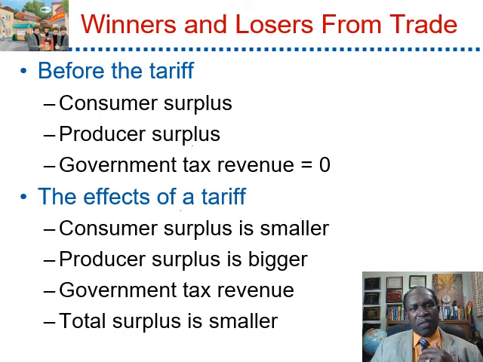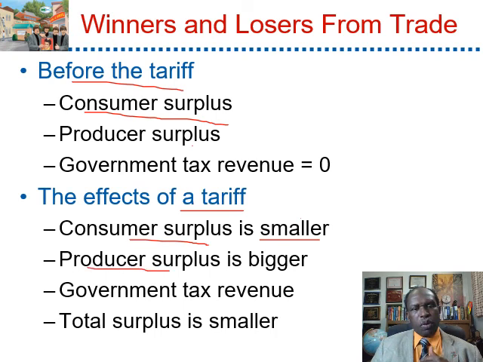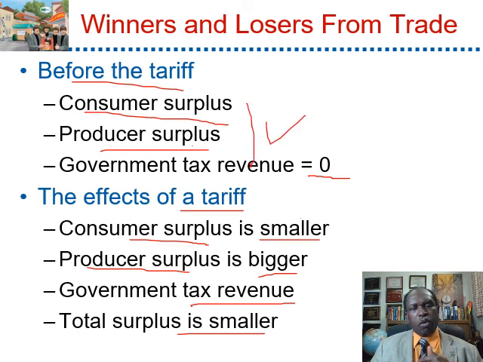So with the tariff, the consumer surplus is smaller than the consumer surplus before the tariff. The producer surplus is bigger than the producer surplus before the tariff. The government collects tax revenue, whereas before, government tax revenue was zero. The total surplus is smaller compared to the total surplus before the tariff.